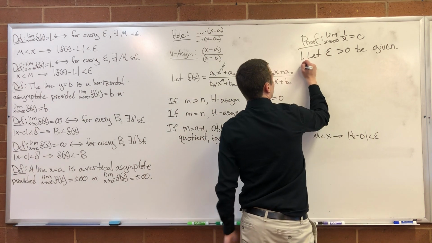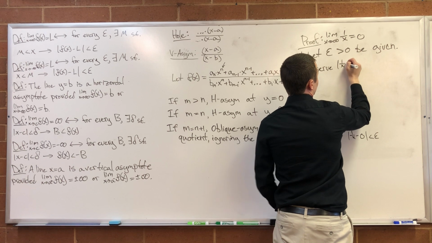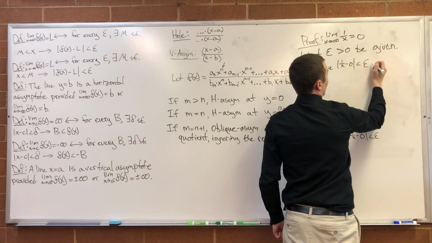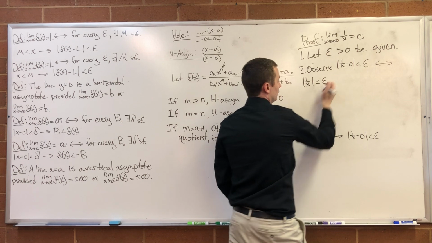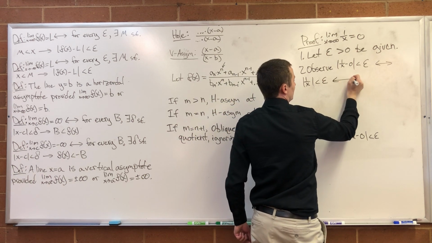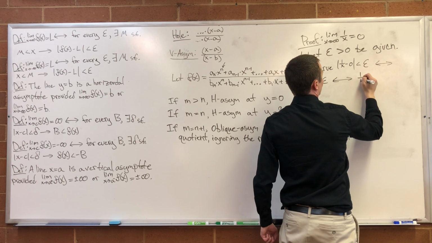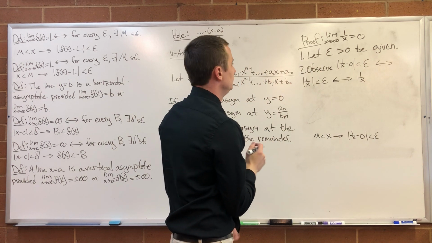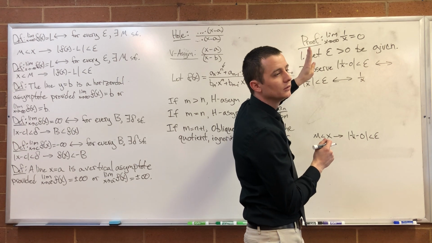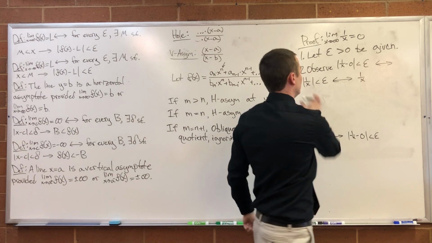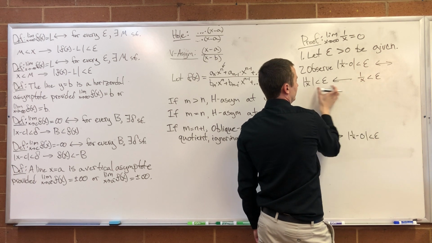Okay, so 2, observe that the absolute value of 1 over x minus 0 less than epsilon is the same as the absolute value of 1 over x less than epsilon, which is going to be the same as... Since we're going off to the right for arbitrarily large numbers, I can ignore any negative x's and just start with the positive ones, for the same reason that we said before. So I can drop the absolute value and say we're looking for it when this happens. So when this is true, this is also true.